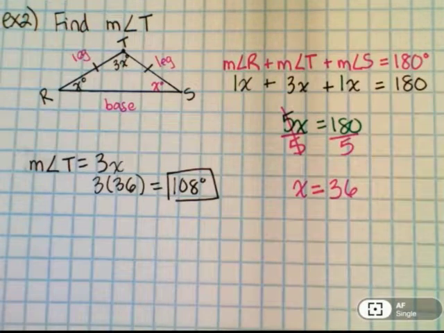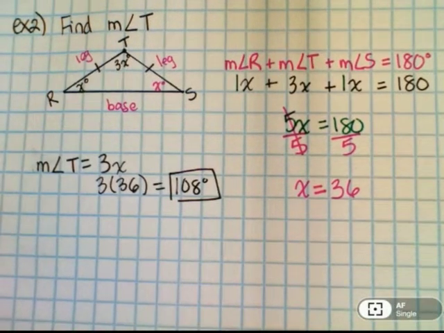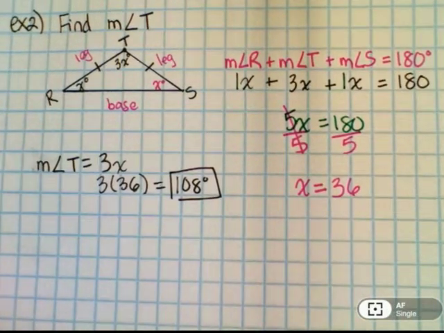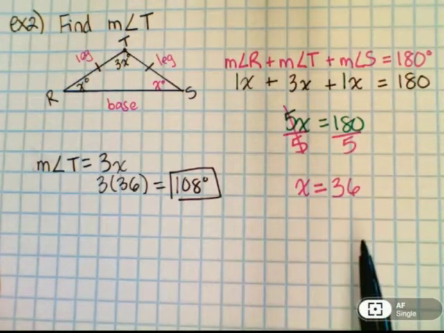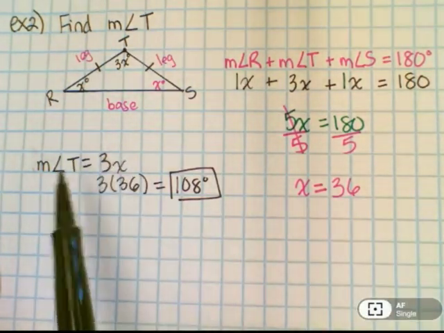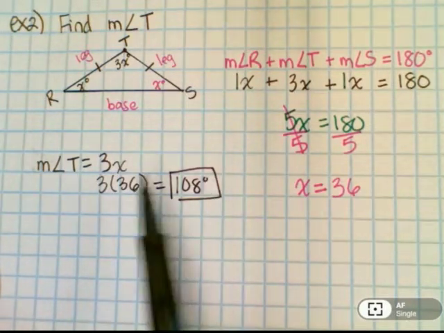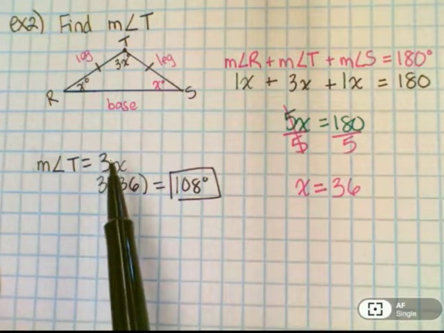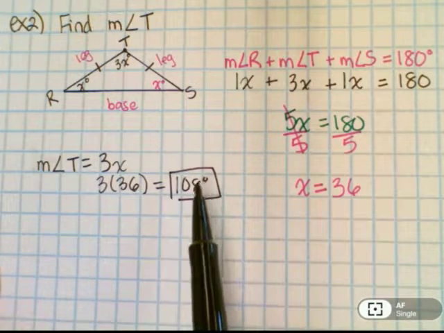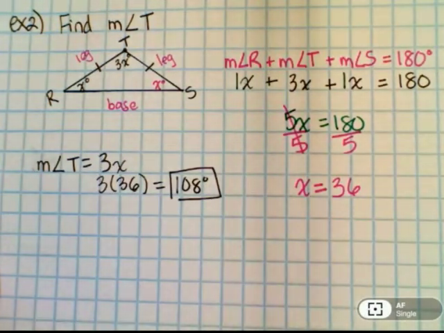So I don't think this is a particularly difficult problem, but one of the things we're really going to be focusing on in class when we practice this lesson is communicating your thinking on paper. It's really important that you write this equation out. It's really important that you show the correct solving process and that you then don't just write 108 and put a box around it, but explain where that's coming from, right? So the measure of angle T is 3x, show the substitution, and show your answer. So please make sure you're doing all of those steps.